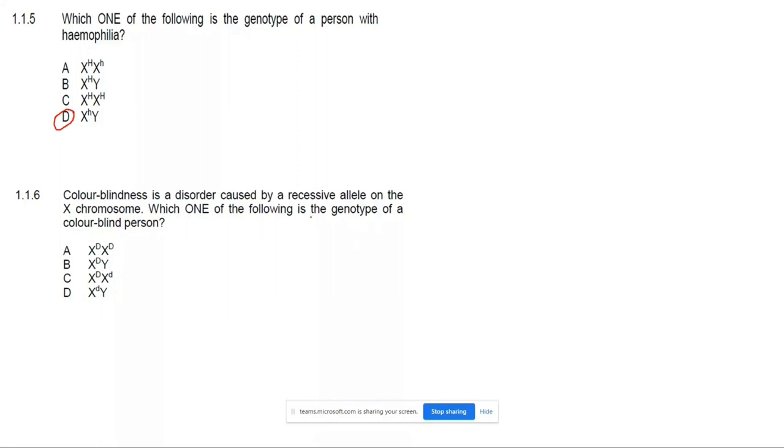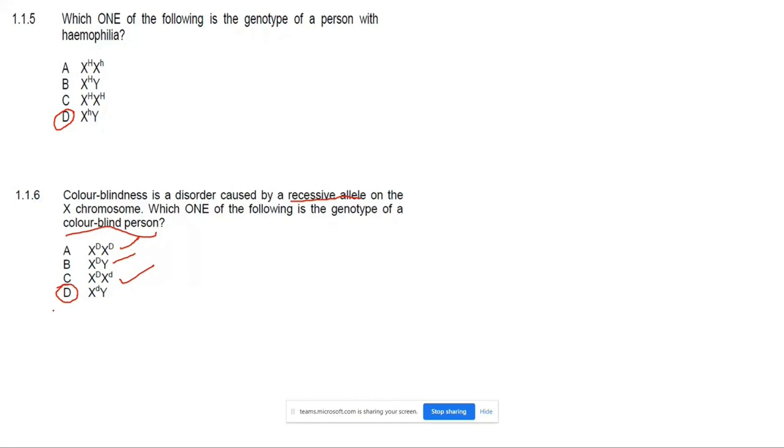Colorblindness is a disorder caused by a recessive allele on the X chromosome, meaning a small letter. Which one of the following is a genotype of a colorblind person? Same applies. If I have big D, that mask, that means I can see normal. That would be normal, that would be normal, that would be normal, so it can only be D. Oh, that was obvious to you.